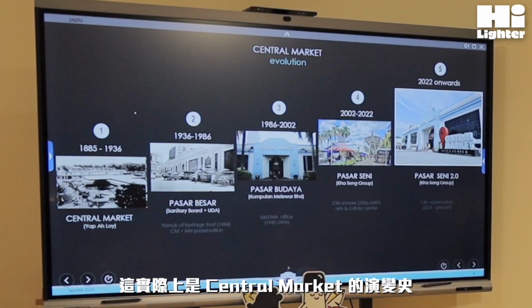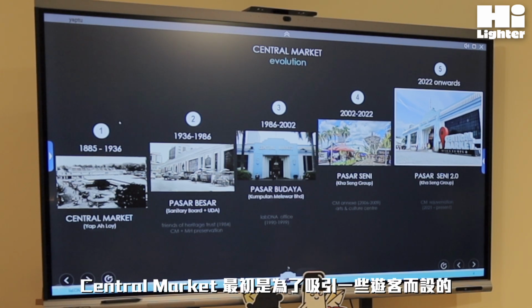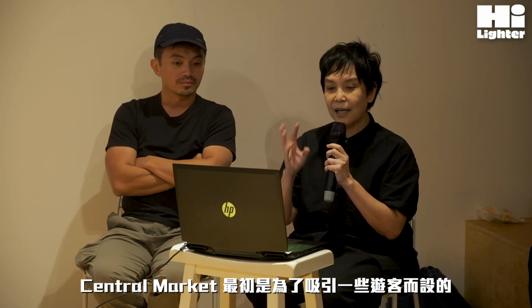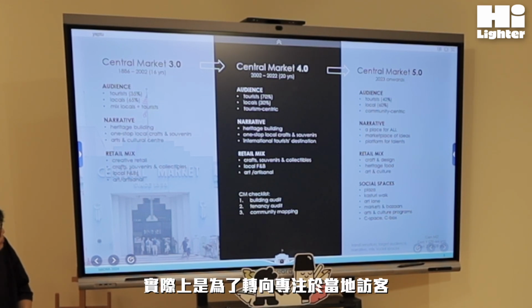Hi guys. Actually, I got a request to talk about Central Market because it's within the vicinity of the I1 Festival. This is the evolution of Central Market, and I just want to talk about how I have been involved from phase 2 to 5. Central Market initially catered a little bit to tourism, 35% tourists and 65% local, and throughout pre-COVID, we had 75% tourists and 30% local. So now this is a conscious initiative by us to pivot that, to focus on local visitors.